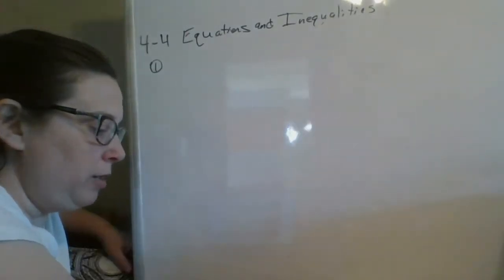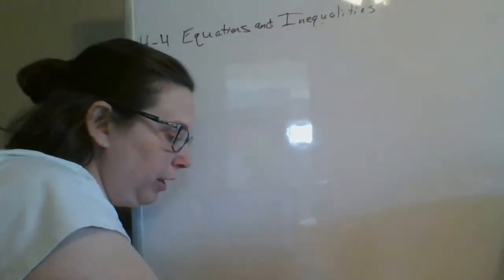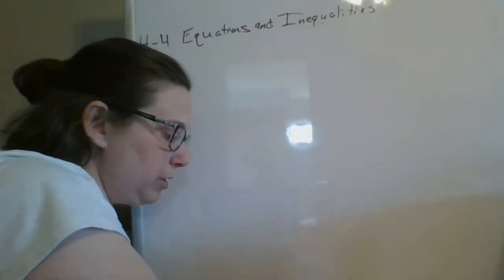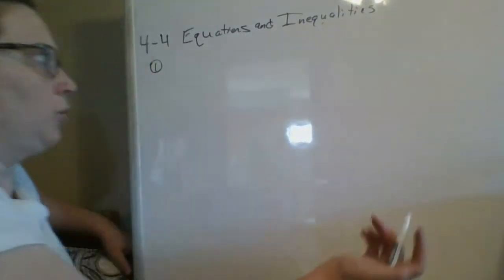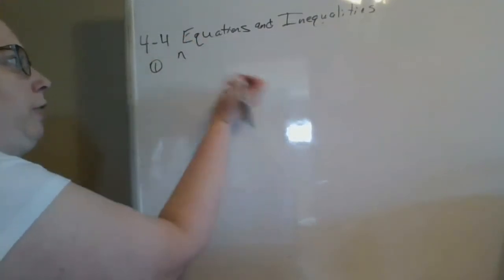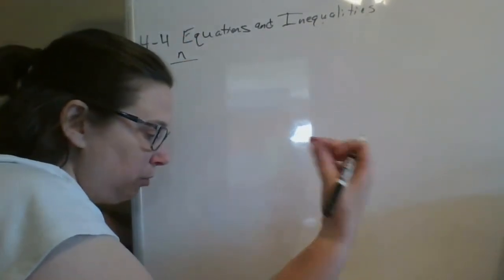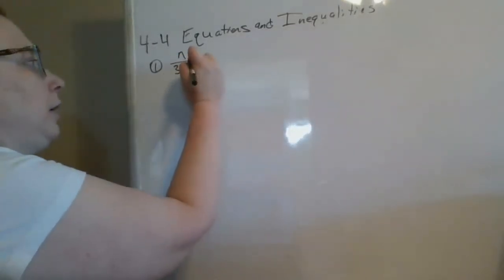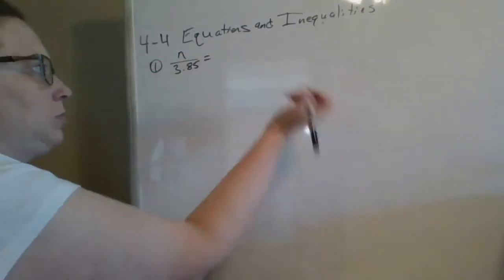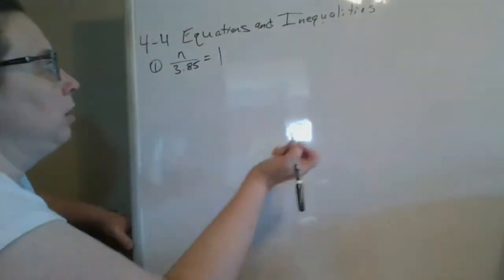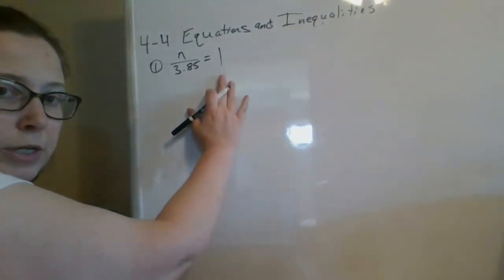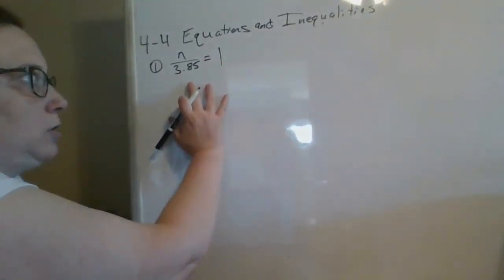Number 1 says a number divided by 3 and 85/100 is equal to 1. So a number means we're going to have a variable. I'm going to use n here. n divided by 3 and 85/100 is equal to 1. That is what our words are telling us. This is it translated into math.